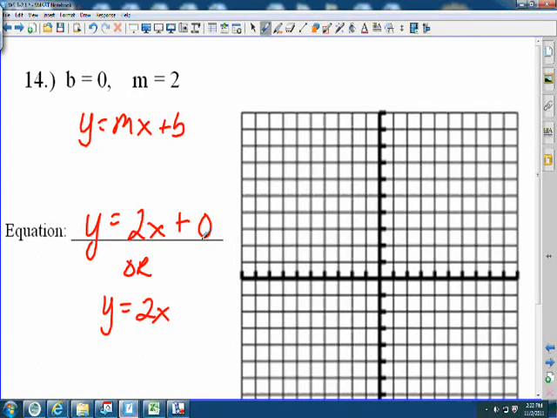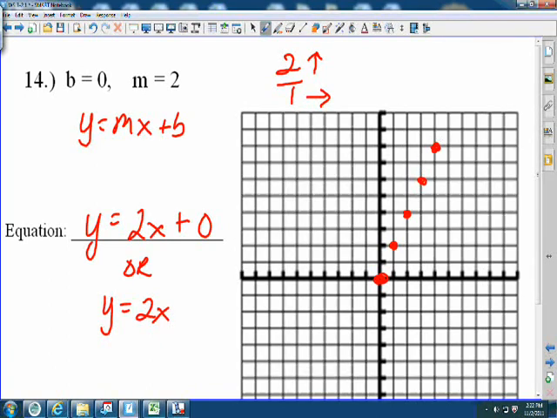Now if I started off like this, I can go ahead and graph starting at 0. The slope is 2. How do I make that a fraction? I put it over 1. It's positive. It's telling me to go up 2 to the right 1. So I'll go up 2 to the right 1 and put a dot. Up 2 to the right 1.